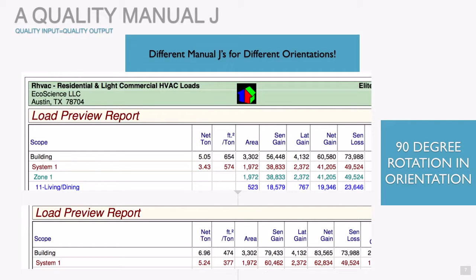And that is a difference of almost 24,000 BTUHs, and just quickly, 12,000 BTUHs per ton. So that equates to almost 2 tons' worth of cooling difference just by having the orientation of the building off. So that's really important to get right.